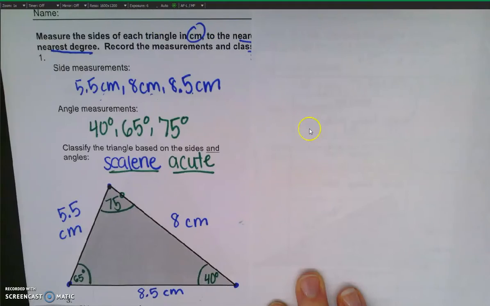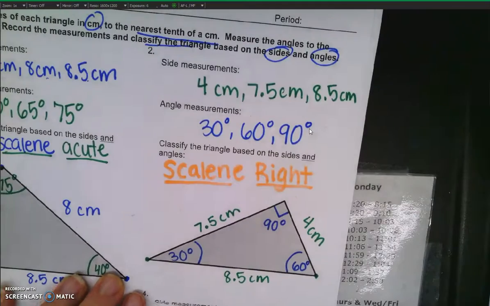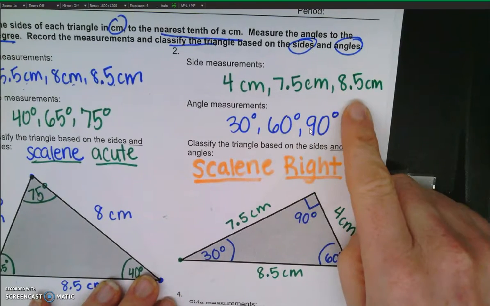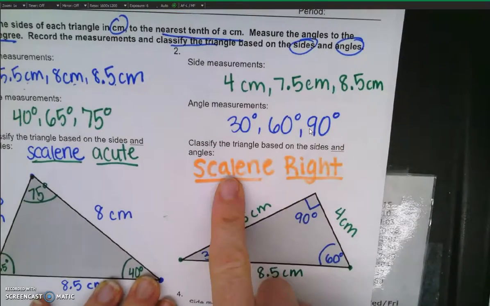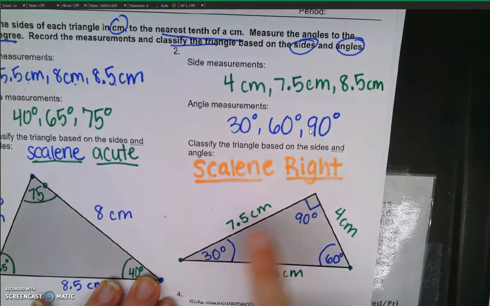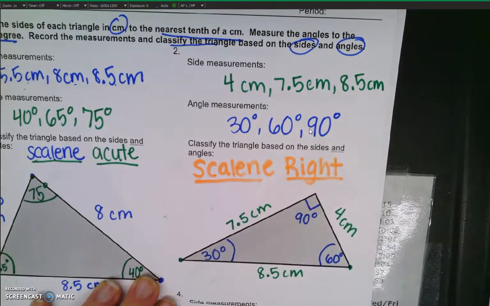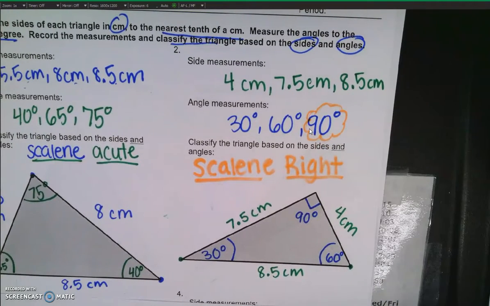Thank you. Okay, let's go over 2, 3, and 4. Taking a look at triangle 2, I had 4 centimeters, 7.5 centimeters, 8.5 centimeters. All those sides are different lengths. They're different scale. So it's a scalene triangle. Looking at the angles, 30 degrees, 60 degrees, and 90 degrees, because we have one 90-degree angle, that's what makes this entire triangle a right triangle. If you only have one angle that measures 90 degrees, it's going to be a right triangle.